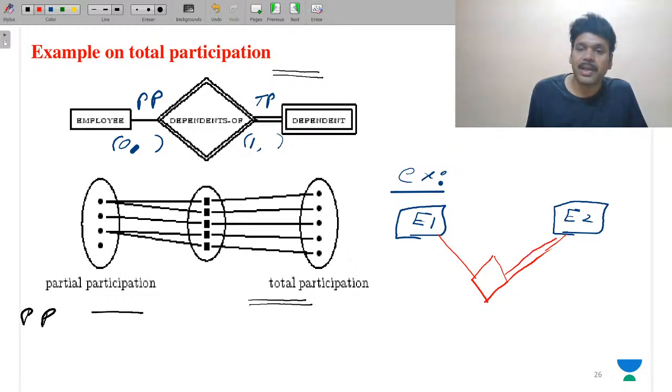Please observe carefully. Double line, double line. What is the meaning of that, friends? You may guess. What is the meaning of the double line? We learned double line is nothing but what? Total participation. Every entity of E1 must come here. Here also total participation. Every entity of E2 must come here. Therefore, minimum 1. Here also minimum 1.